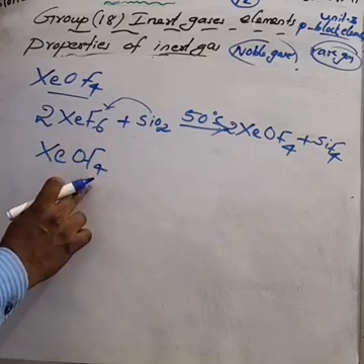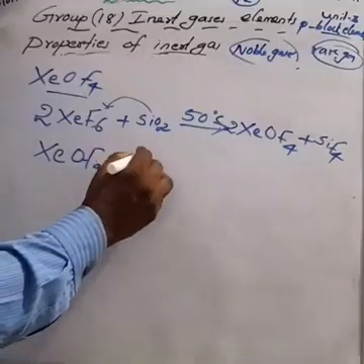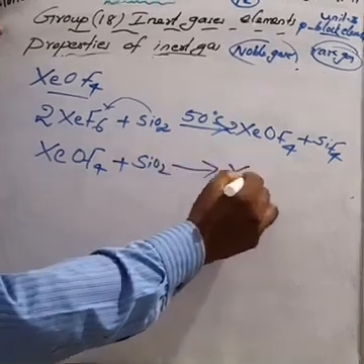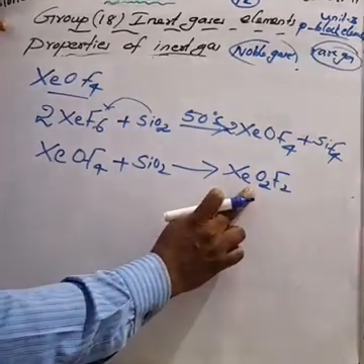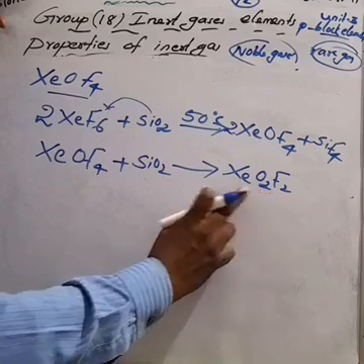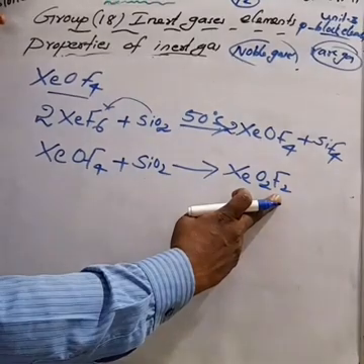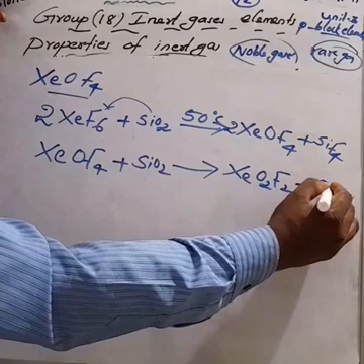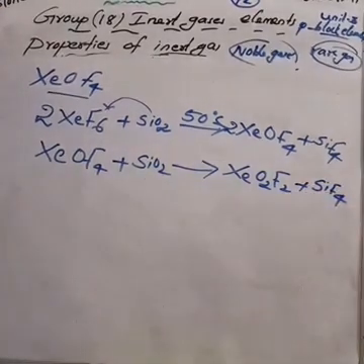XeOF4, xenon oxyfluoride, reacts with the silica, that is SiO2, and we get XeO2F2, that is xenon dioxide difluoride. What is the name? Xenon dioxide difluoride. And also the silica combines with the fluorine, we get silicon tetrafluoride, that is SiF4.